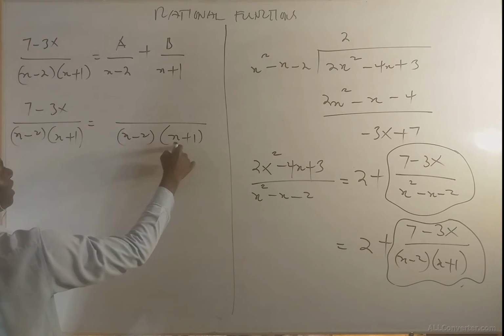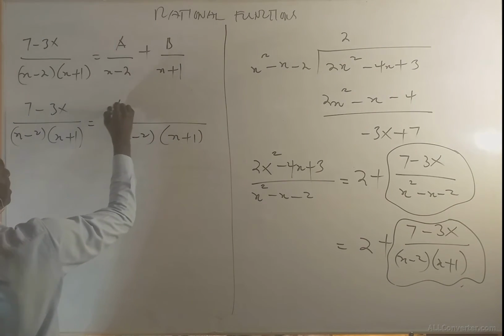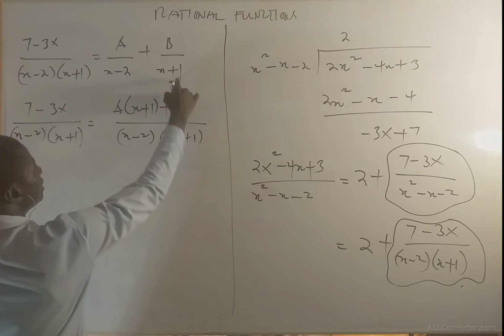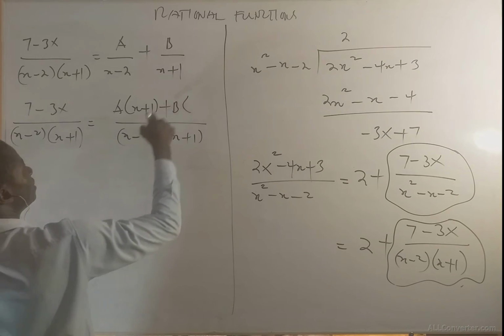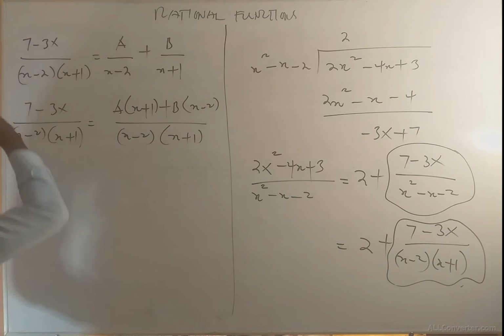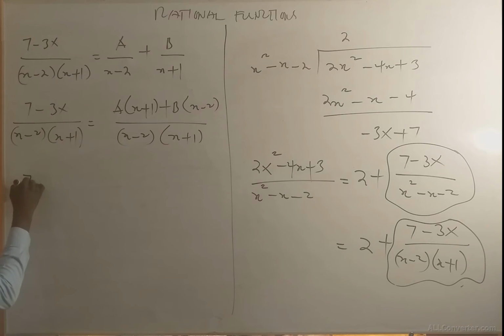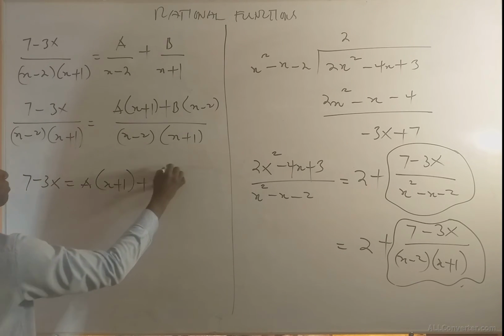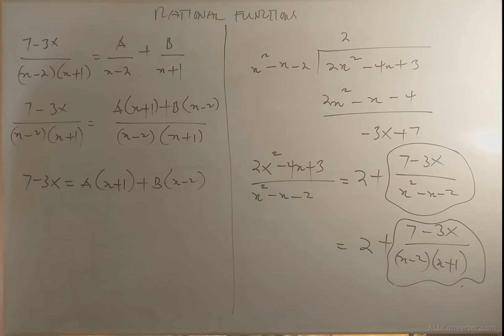So here we are left with this, and this times a will give us a times x plus 1, then plus b. Here we are left with this, so it is b times x minus 2. Now the denominators are the same, so we equate the numerators, and the numerator here is 7 minus 3x equals a, then we have x plus 1, then we have plus b, we have x minus 2. So we now put x to be equal to values.